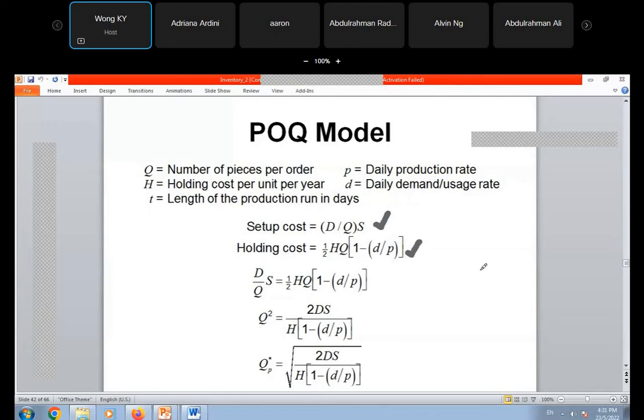To find the optimum production order quantity, the concept is the same. It only happens when the setup cost equals the holding cost. So if we put this as an equation where the setup cost equals the holding cost, we can solve for Q. I think you know how to do this. You solve for Q. Finally, you will get this.